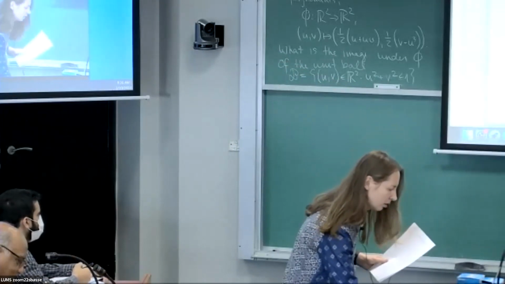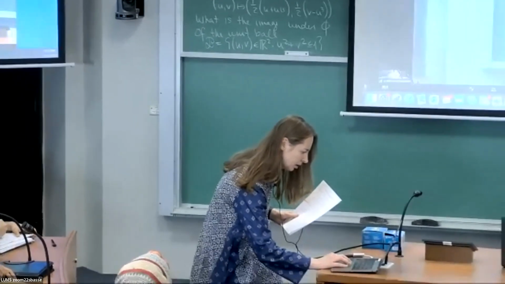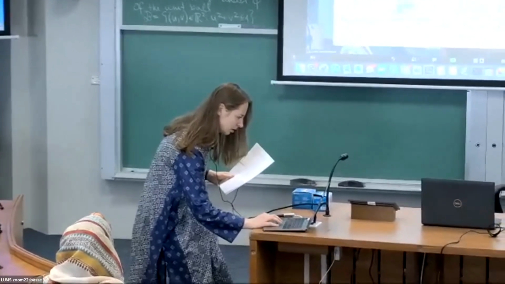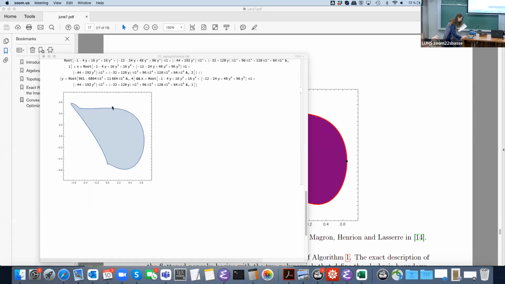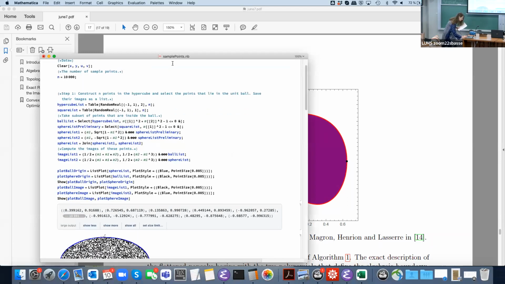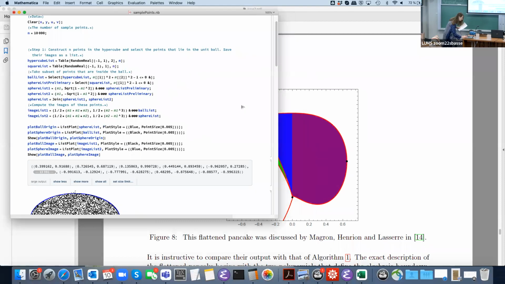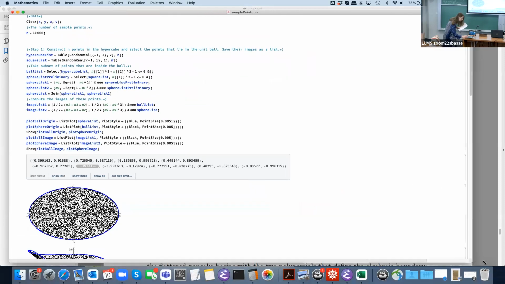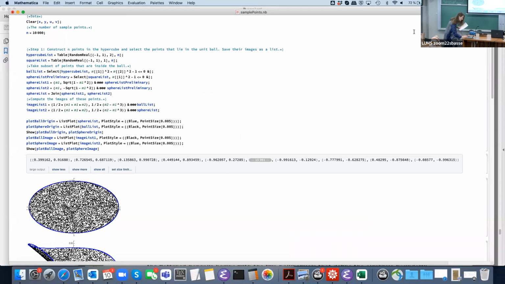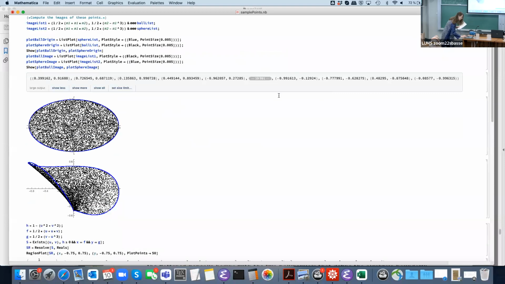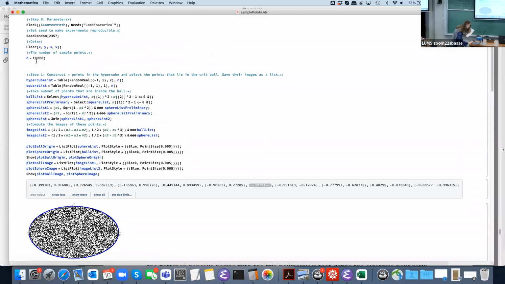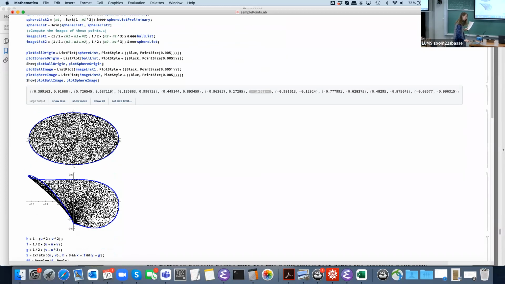Now let me also share the screen. So the very first idea, and let me make it larger. This idea actually comes from Pablo Parrilo, is to sample points in the unit ball. So you can see the first picture over here. In this case, maybe 100, no, actually 10,000 sample points. This is Mathematica code. So the sample points are these black points.